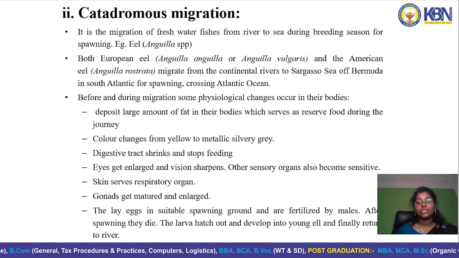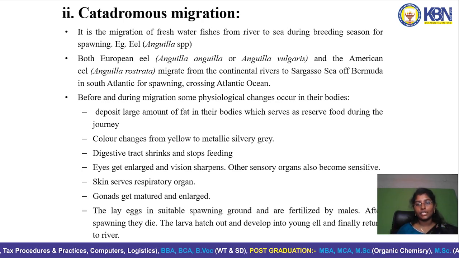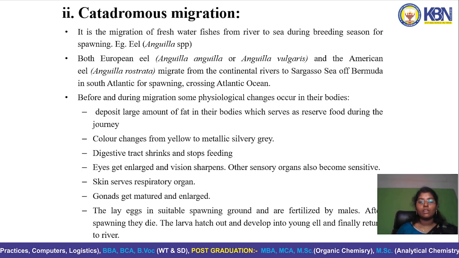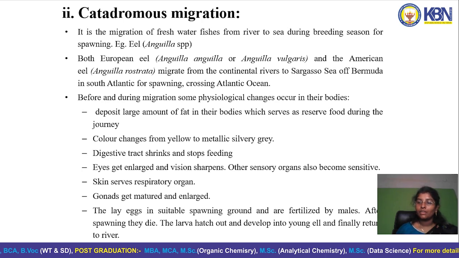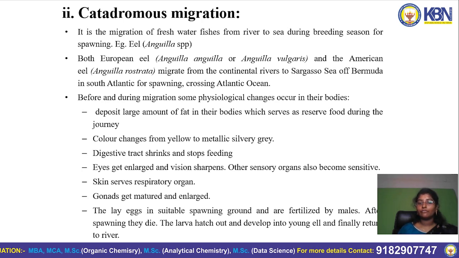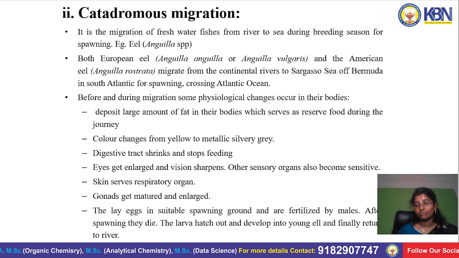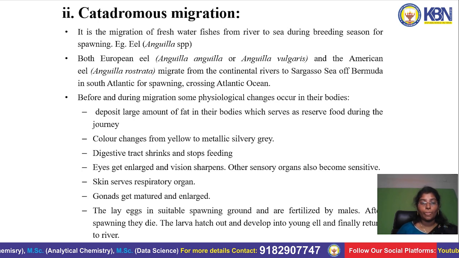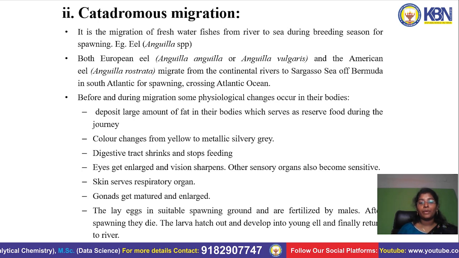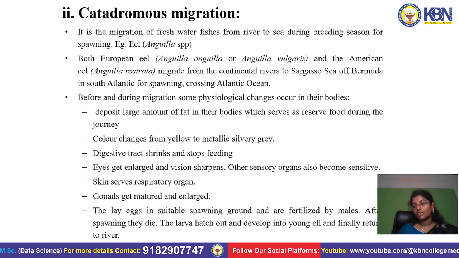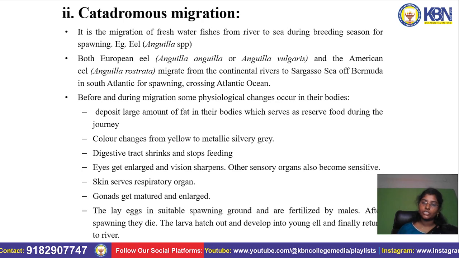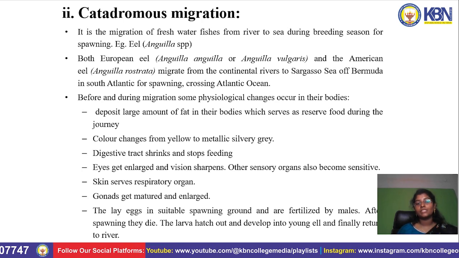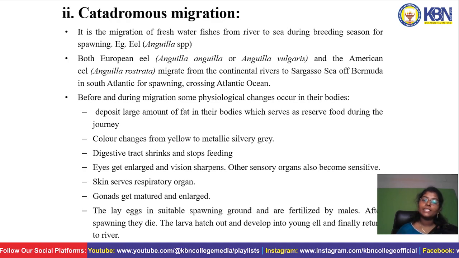Before and during migration, some physiological changes occur in their body. It deposits a large amount of fat in the body, which serves as reserved food during the journey. Next, it changes color from yellow to metallic silver gray. In anadromous migration, we have read that the color of the body changes from silver to reddish brown. But here in catadromous, the color changes from yellow to metallic silvery gray.